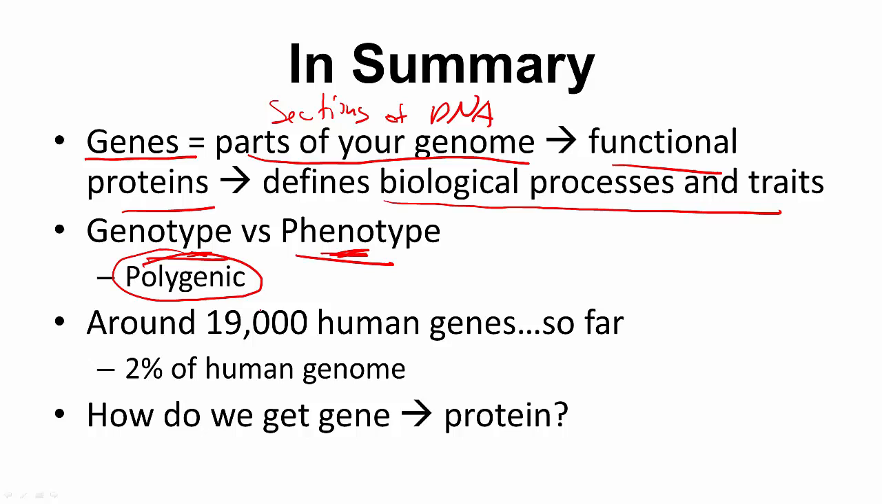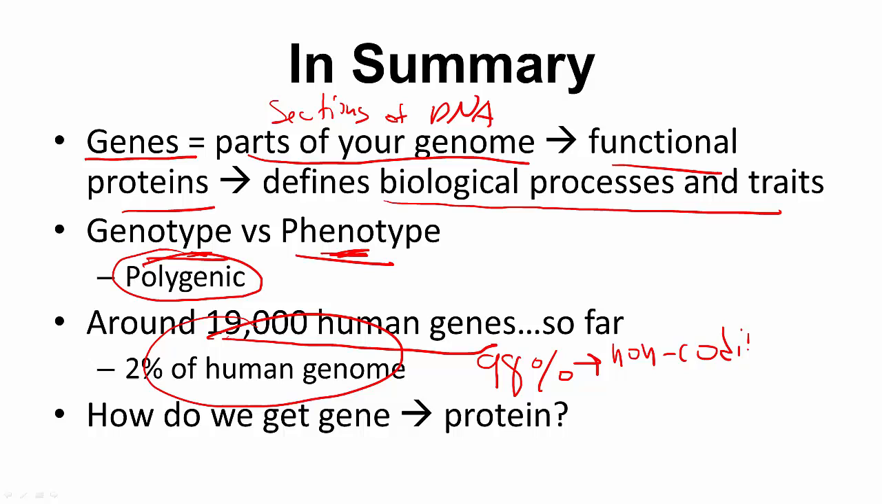There are roughly 19,000 human genes in our genome so far, anyway. But this only accounts for 2% of our genome, right? The vast majority of our genome, the 98%, is called non-coding DNA. And this is responsible for very important regulatory elements, which we will talk about later on.